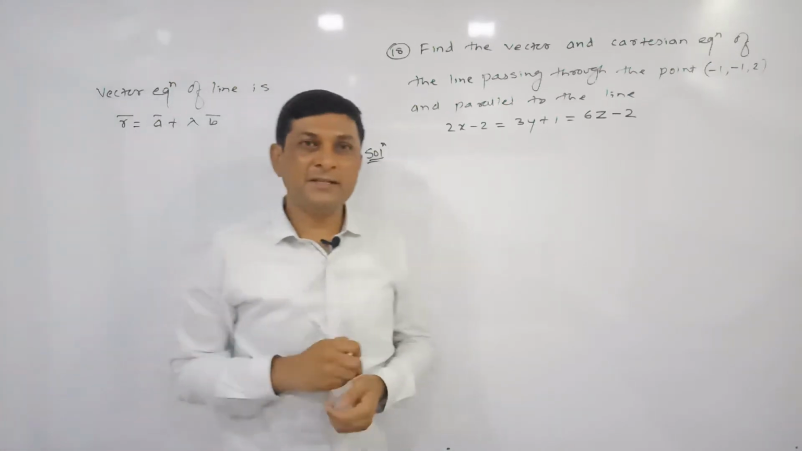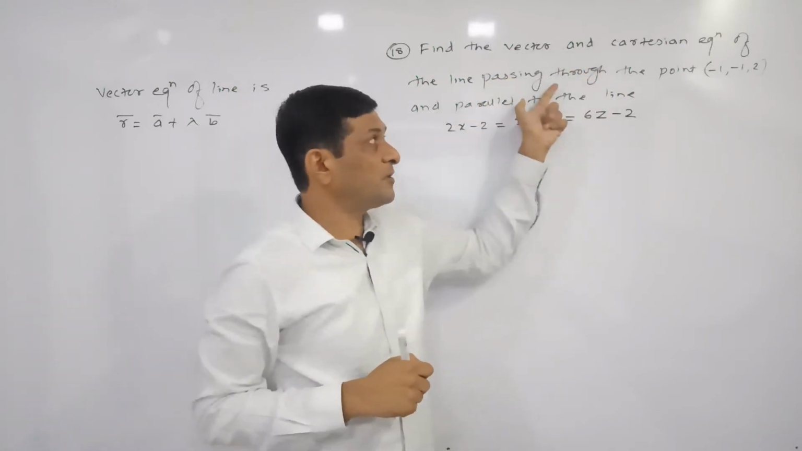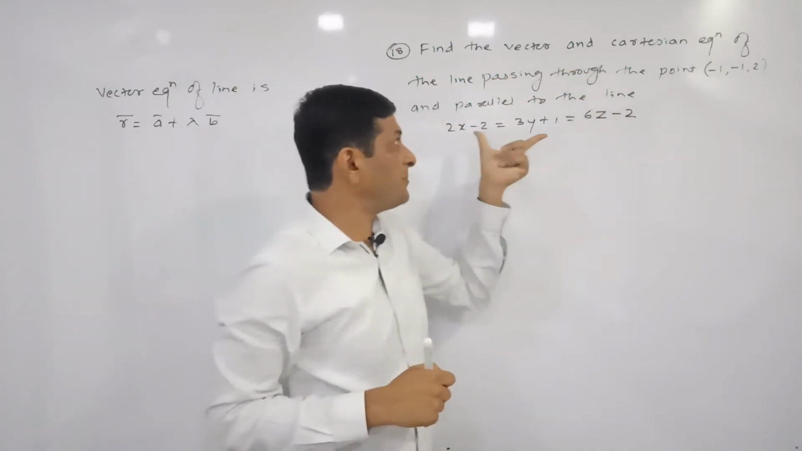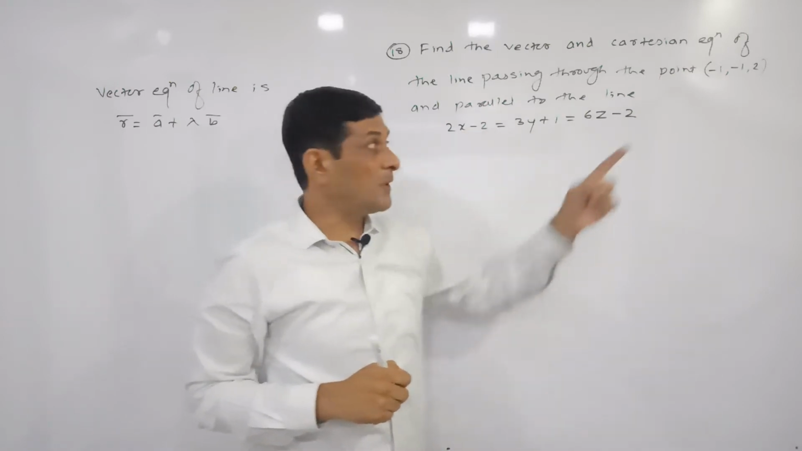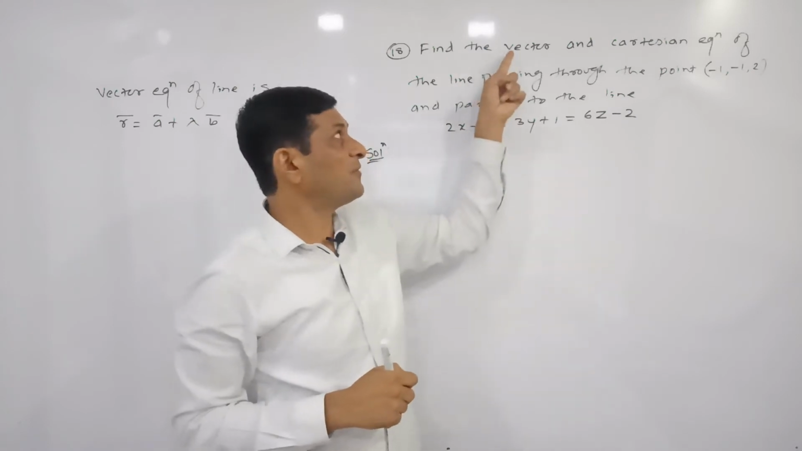See, in the 18th example, we have to find out the vector and Cartesian equation of the line passing through this point and parallel to this line. That means the coordinate of one point on the line is given to us. First, we will try to find out the vector equation.